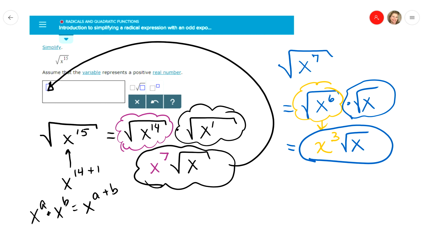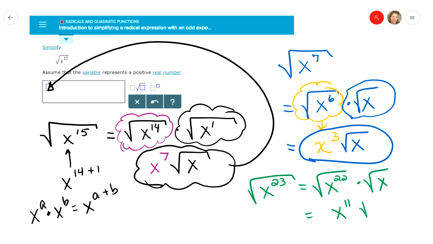And then just one more. If I gave you the square root of x to the 23rd, I would break that down to be the square root of x to the 22nd times the square root of x to the 1st. And then the square root of x to the 22nd would be x to the 11th times the square root of x. You're always going to have a little bit left over under the radical.